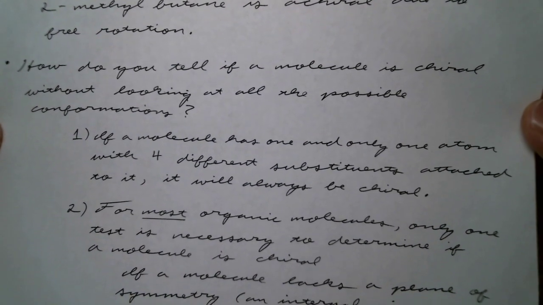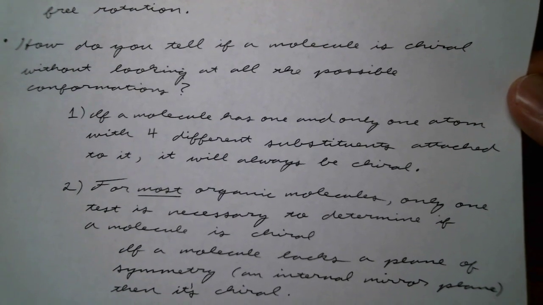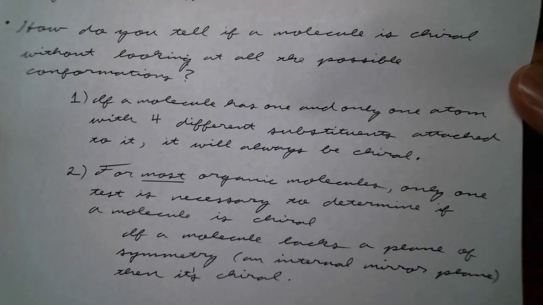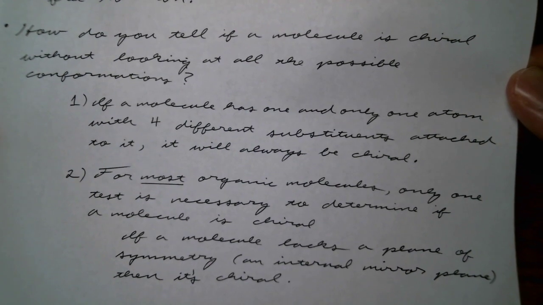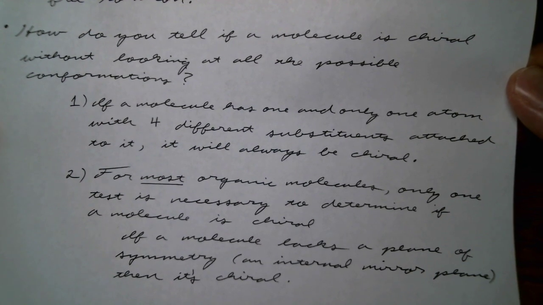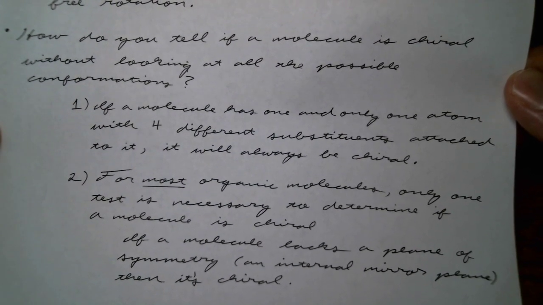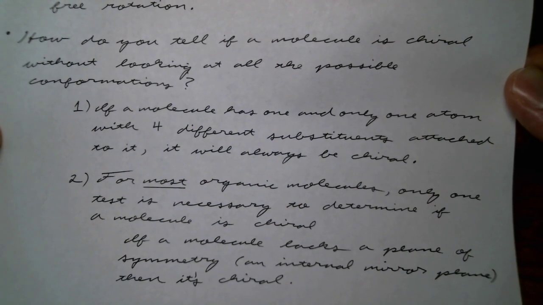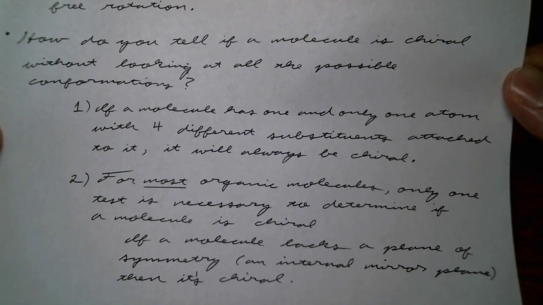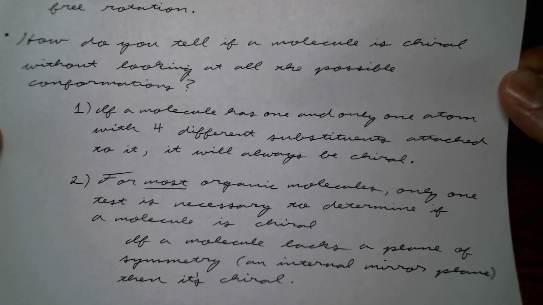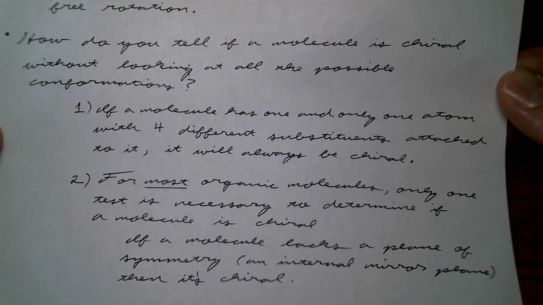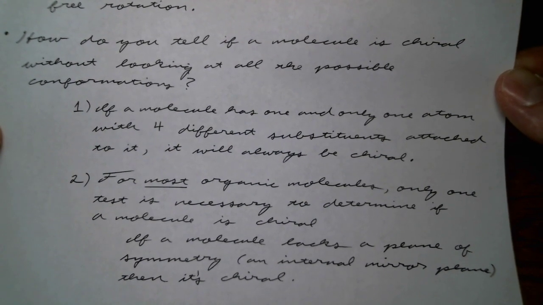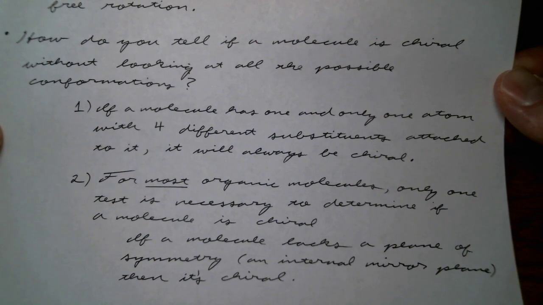Number 2. For most organic molecules, only one test is necessary to determine if a molecule is chiral. If a molecule lacks a plane of symmetry, that is an internal mirror plane, then it is chiral. Wow, that's a pretty big rule, and it's going to be tough to wrap our minds around it. It follows from rule 2 that if a molecule possesses an internal plane of symmetry, that is an internal mirror plane, then it will be achiral.